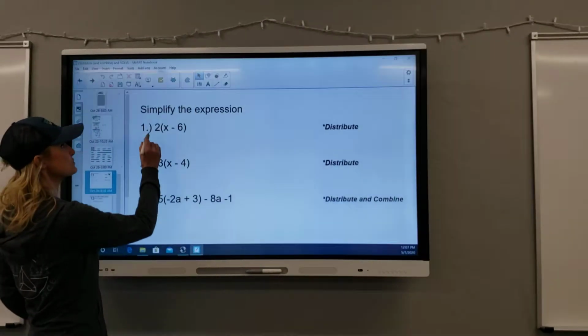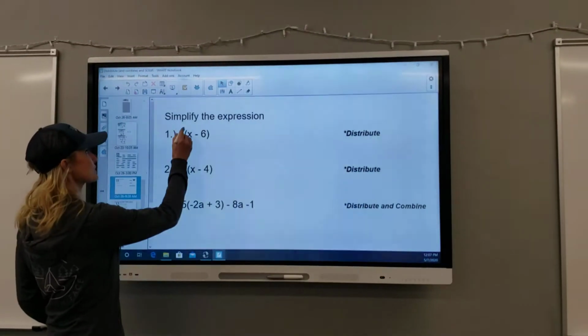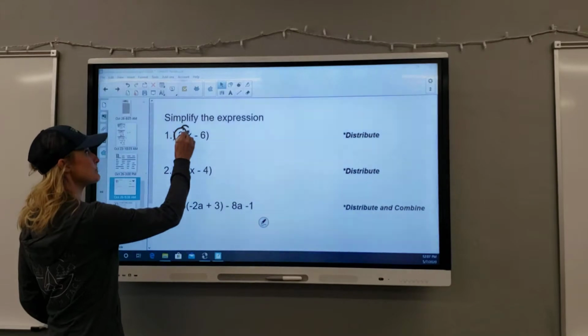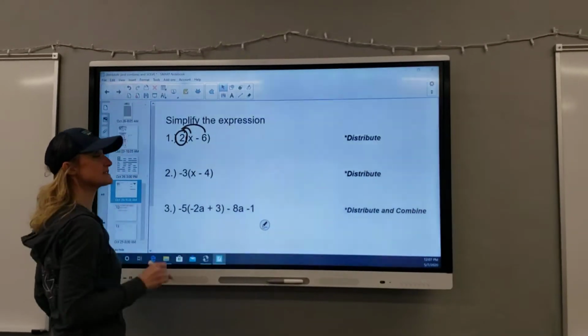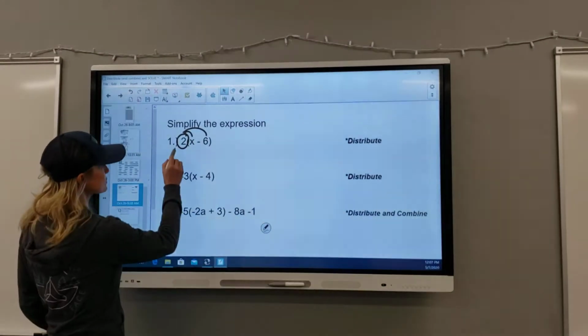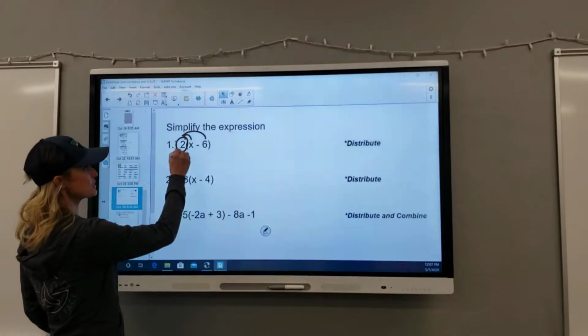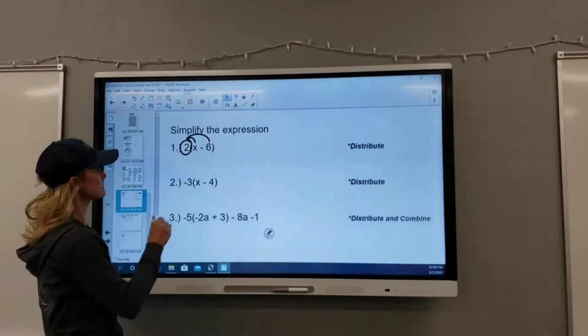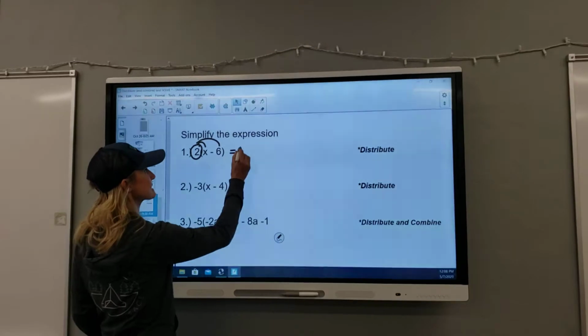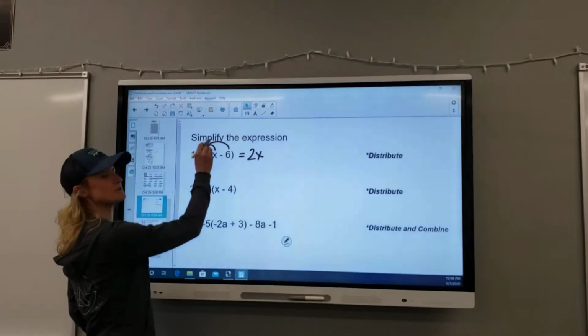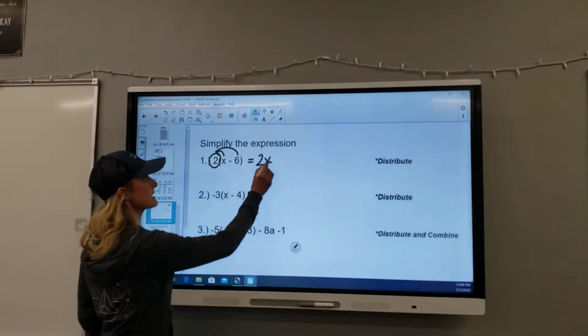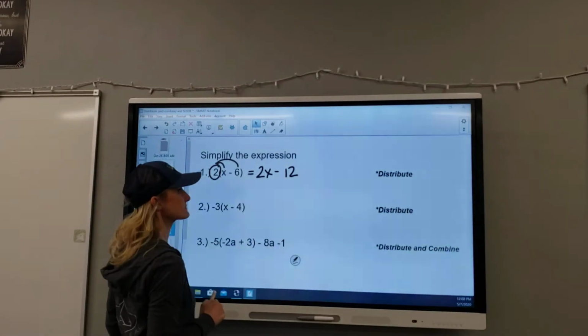We are going to do distributing, and that's where you take this number here and it goes to both the x and the -6 in the parentheses. So you're going to distribute that 2 by multiplying it. It's multiplied by both terms. So 2 times x, in this case, would be 2x. 2 times -6, can't drop the signs, would be -12, okay?